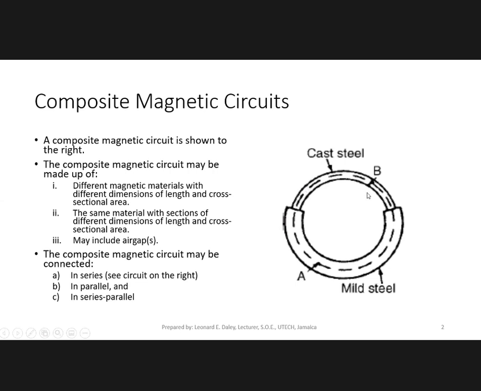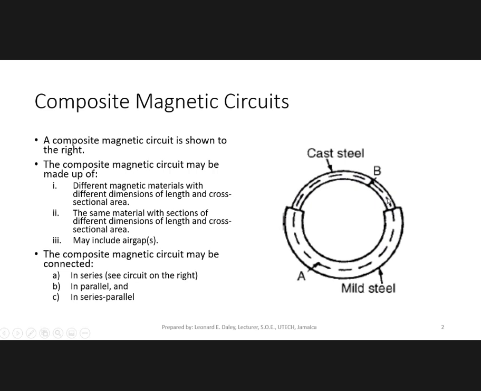Magnetic circuit, you know, the one you see on the right here, is made up of, or can be made up of, different materials. So you see, you have cast steel here and mild steel, and it could also be of the same material, but they have different dimensions. Notice that the dimensions are different for both these two materials.